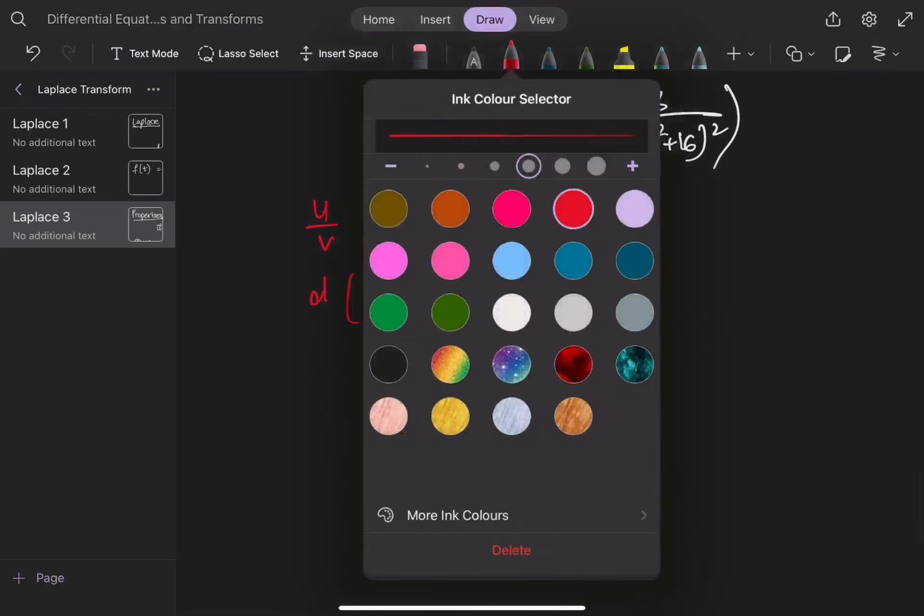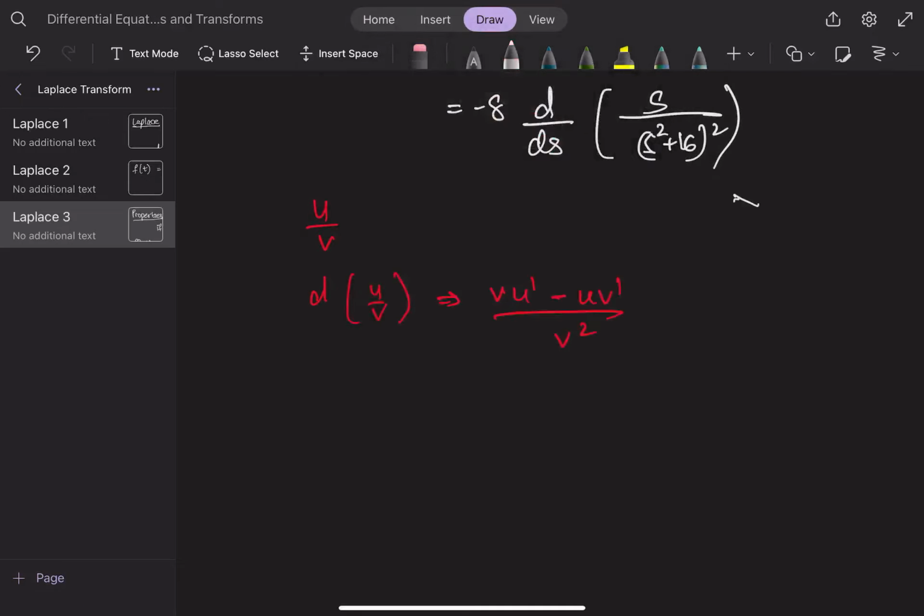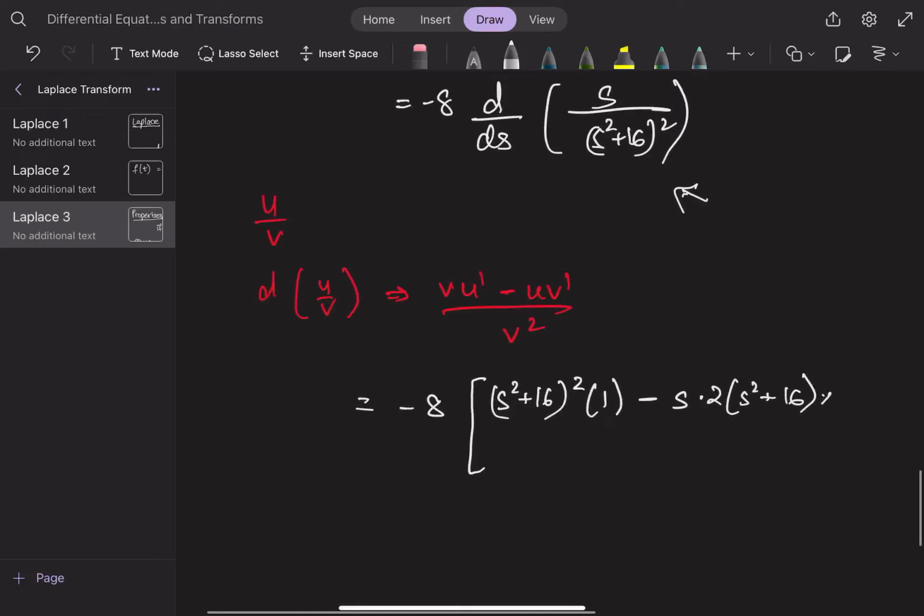So what you're gonna do over here is, in this one, you'll write the denominator as it is, s square plus 16 whole square, multiplied by differentiation of u, which is 1, minus, you'll write s, and then differentiation of s square plus 16 whole square, which is 2 times s square plus 16 into 2s. Divided by denominator whole square, which is s square plus 16 whole square becomes raised to power 4.